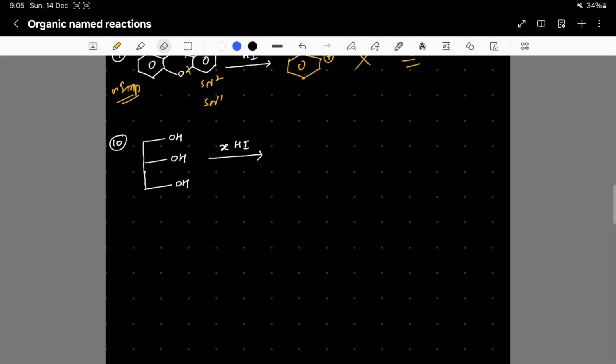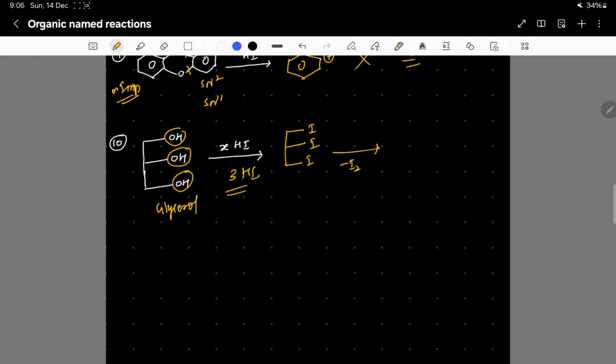Now look at this, student, this is glycerol reaction with HI. He is asking the number of moles of HI required for this, right? So generally this will leave water molecule, here leave water molecule, and here leave water molecule. Everybody knows this, right? So in this case it requires 3 moles of HI.